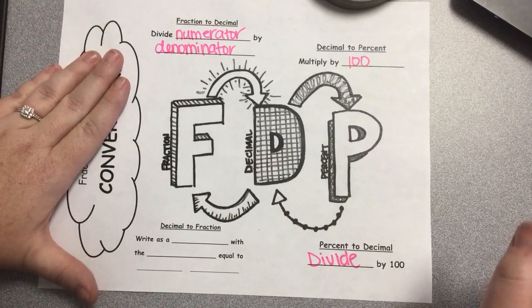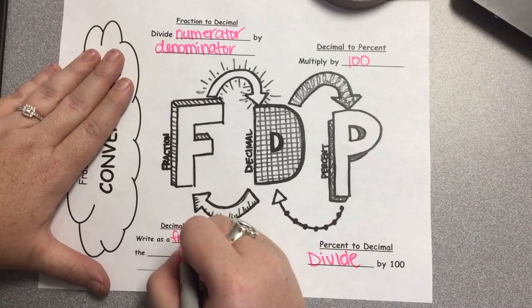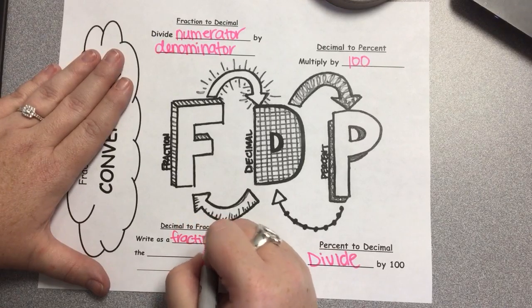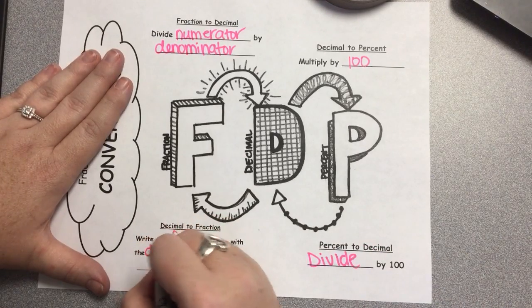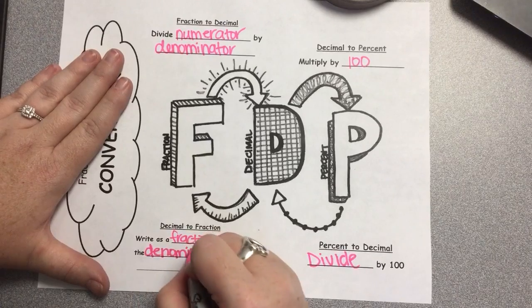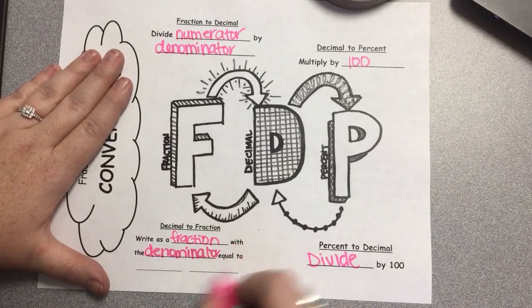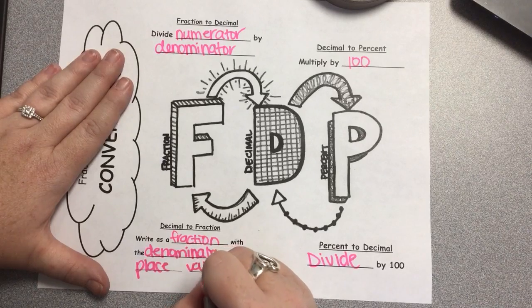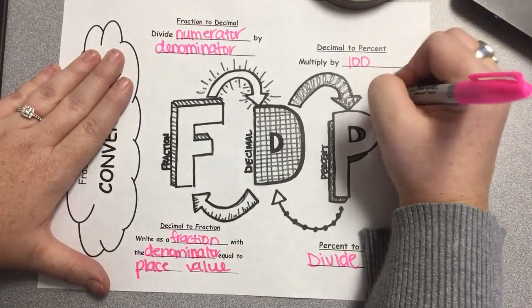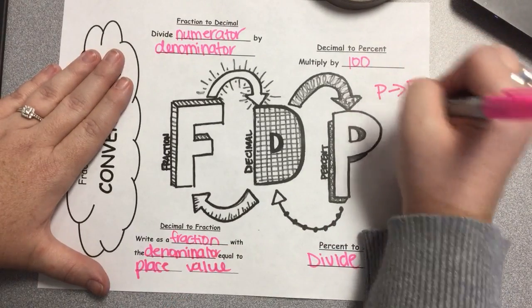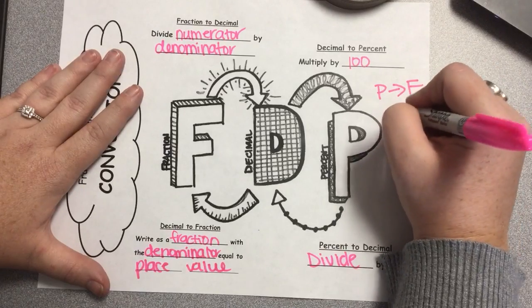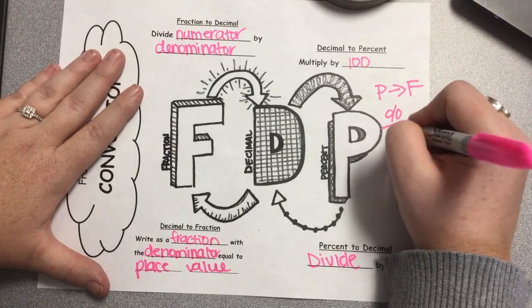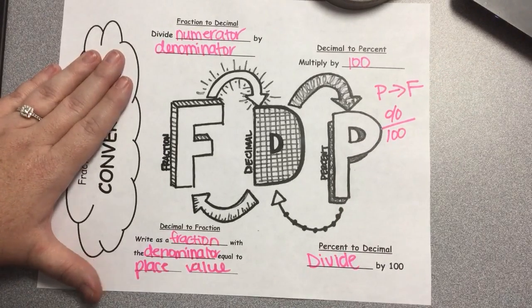Then to change a decimal to a fraction, you're going to rewrite it as a fraction with the denominator equivalent to the place value. And then in order to change a percent to a fraction, you're just going to rewrite the percent over 100, and then you're going to simplify it.